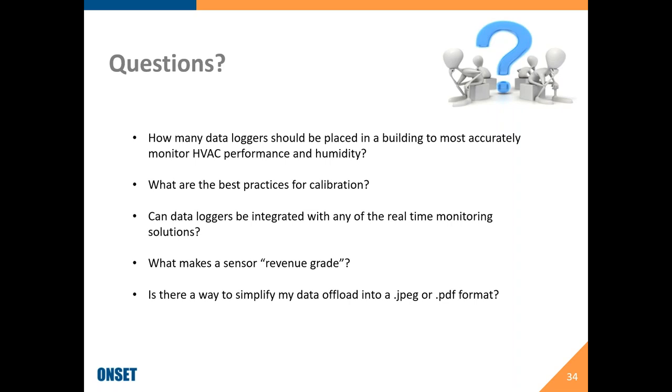Sure. So we'll dig into HoboWare first. HoboWare is the main software for both PC and Mac that supports our USB loggers as well as our other loggers. We have some previous gen analog loggers that'll integrate with the software as well. The HoboWare application in its free form can really apply to something like 75% of applications. Most indoor air quality projects and studies can utilize the software to offload their data and properly graph it out.